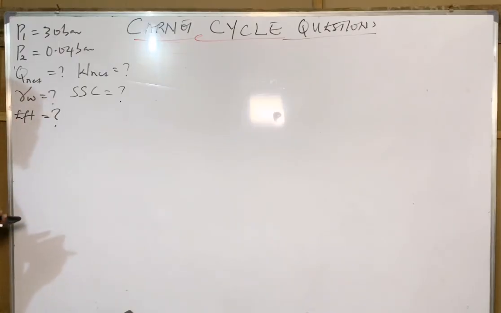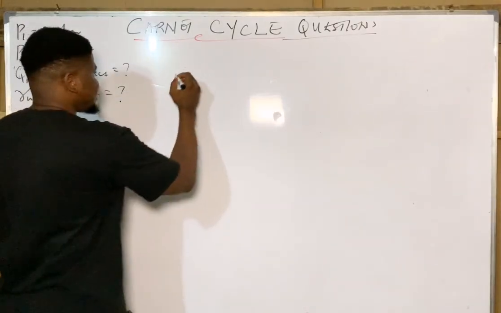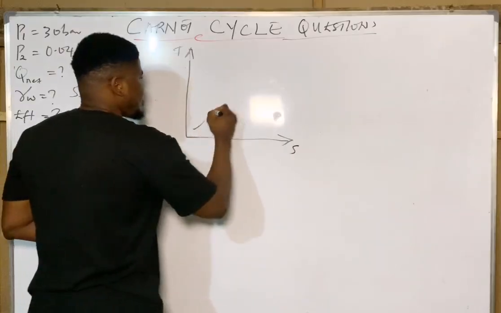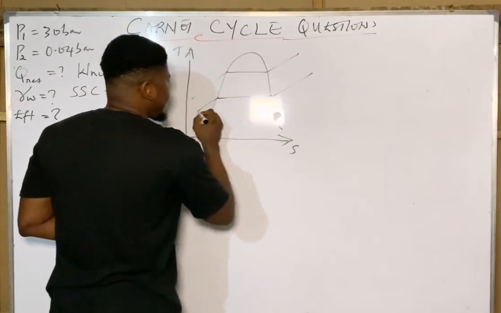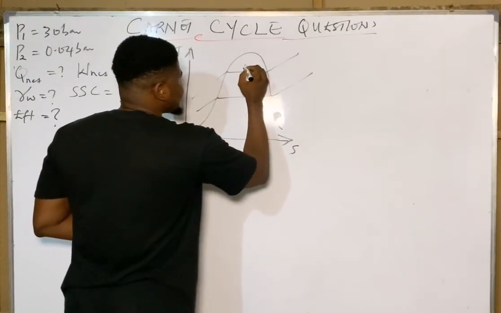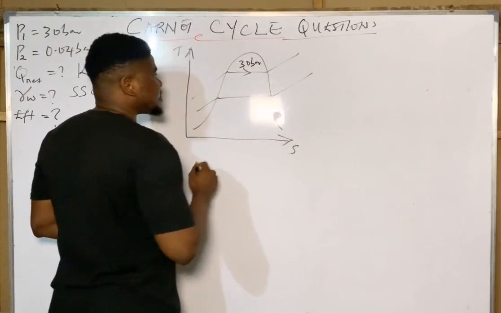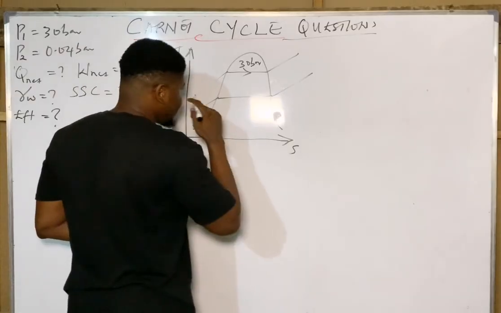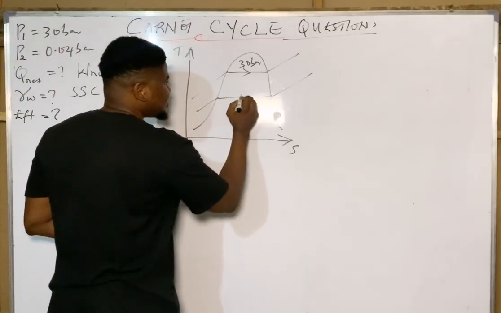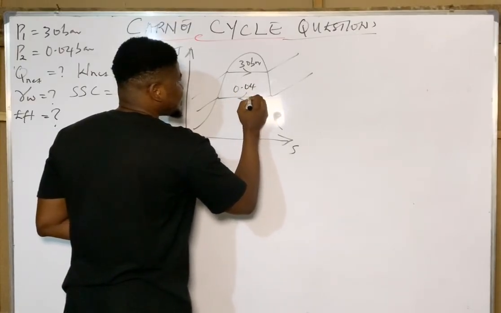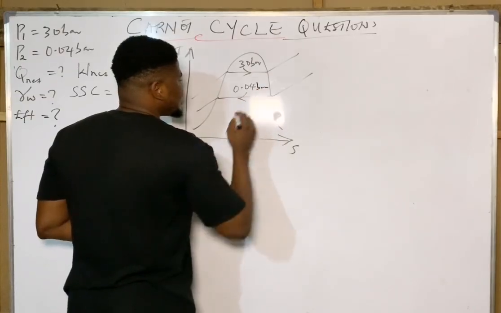Okay, so let's start by plotting our TS diagram. So these are pressure 1, 30 bar. I explained all of this in the first video. Please do well to watch that video for proper understanding. These are pressure 2, 0.04 bar.